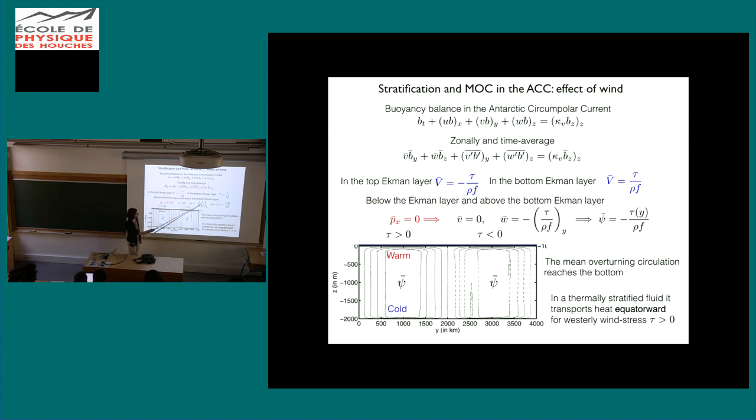But you do have a vertical velocity that is pumped in or out of the top Ekman layer, right? That's the Ekman velocity, which depends only on y. And here I've drawn the stream function associated with this, v bar equals 0 and w equals w Ekman. This is the expression for the Ekman velocity. And that's only a function of y. So this is a calculation in a periodic domain in both x and y.